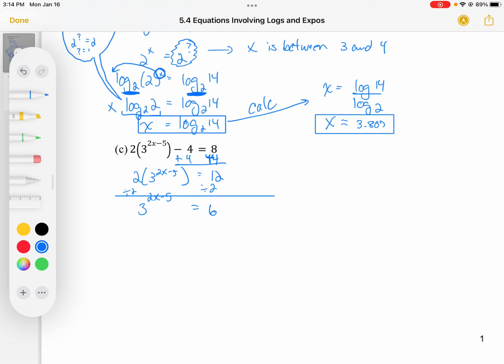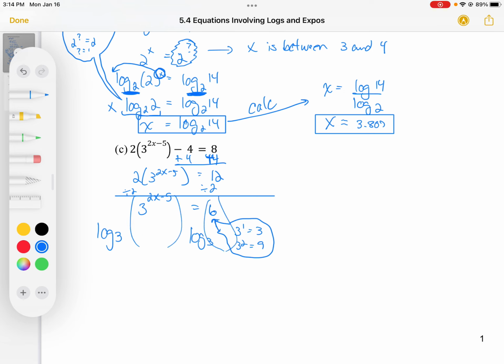And again, I'm in this situation where I would love to rewrite that 6 as 3 to the power of something, right? But 3 to the power of 1 is 3, and 3 to the power of 2 is 9. None of them equals 6, so I'm stuck, right? That's a bummer again. So what I'm going to do now instead is take the log base 3 of both sides.